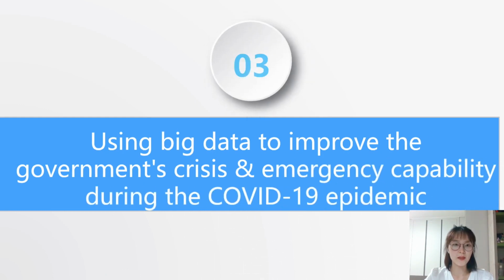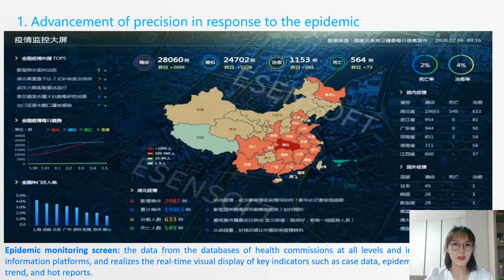And then I will go on to discuss the third part, using big data to improve the government's crisis and emergency capability during COVID-19. The first one. This picture is an epidemic monitoring screen, which relies on the real-time visual display of key indicators such as case data, epidemic distribution, epidemic trend, and health reports.